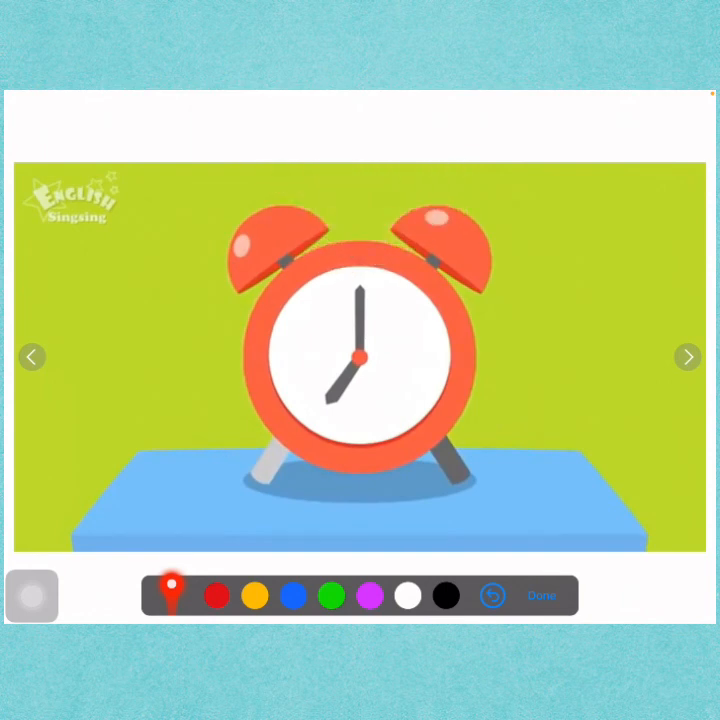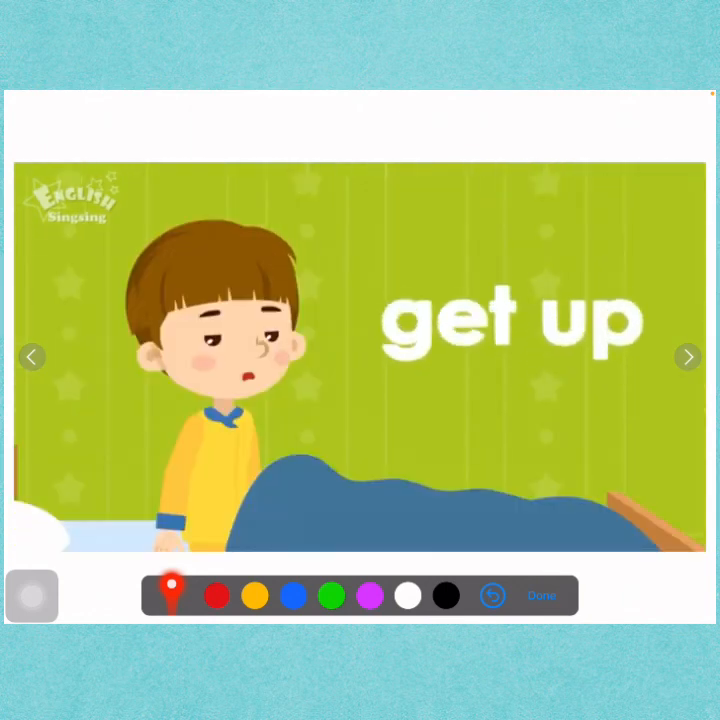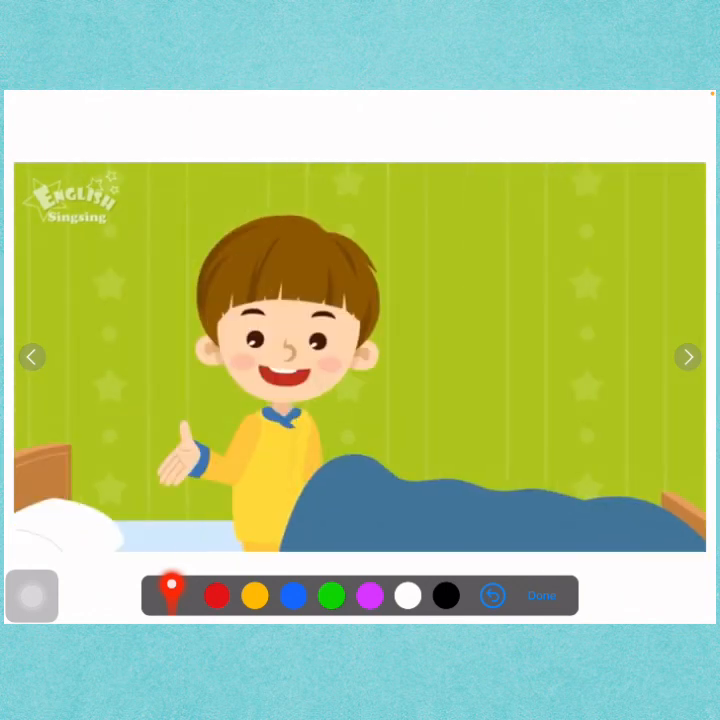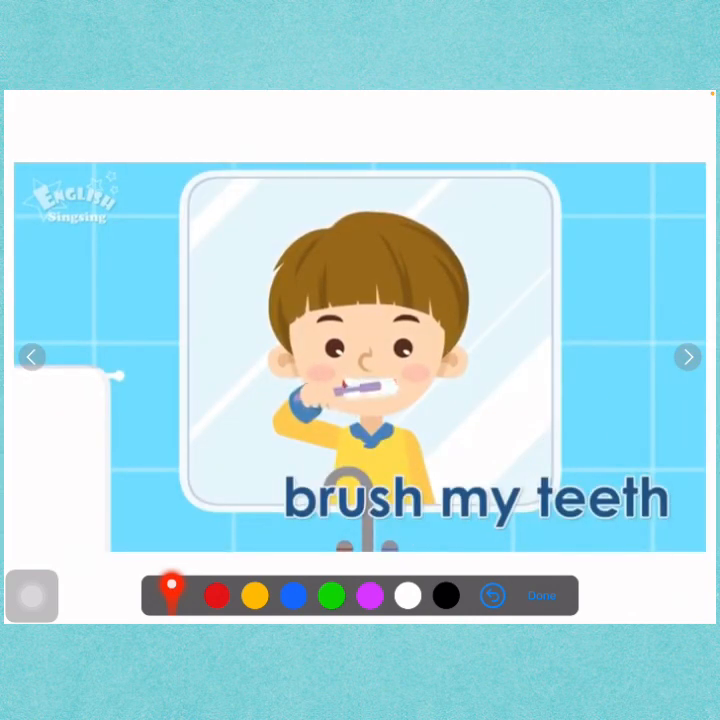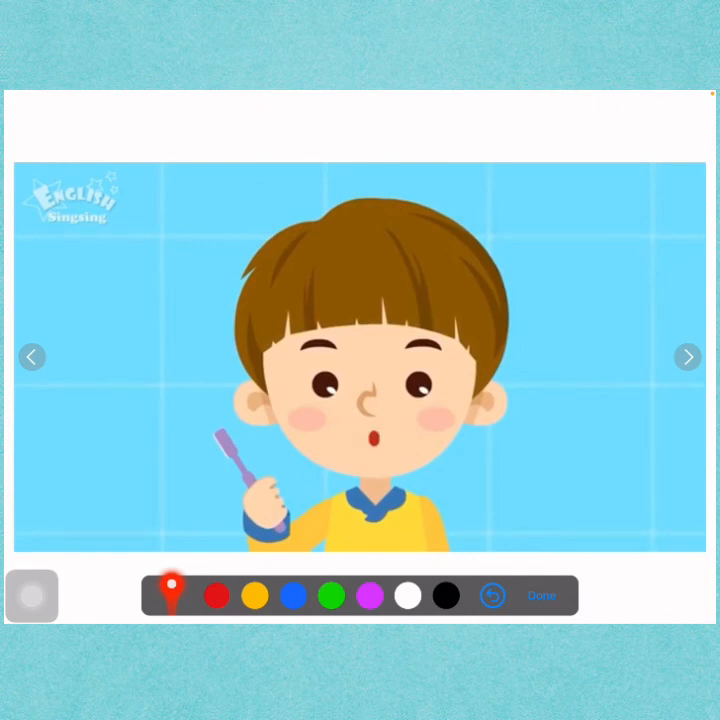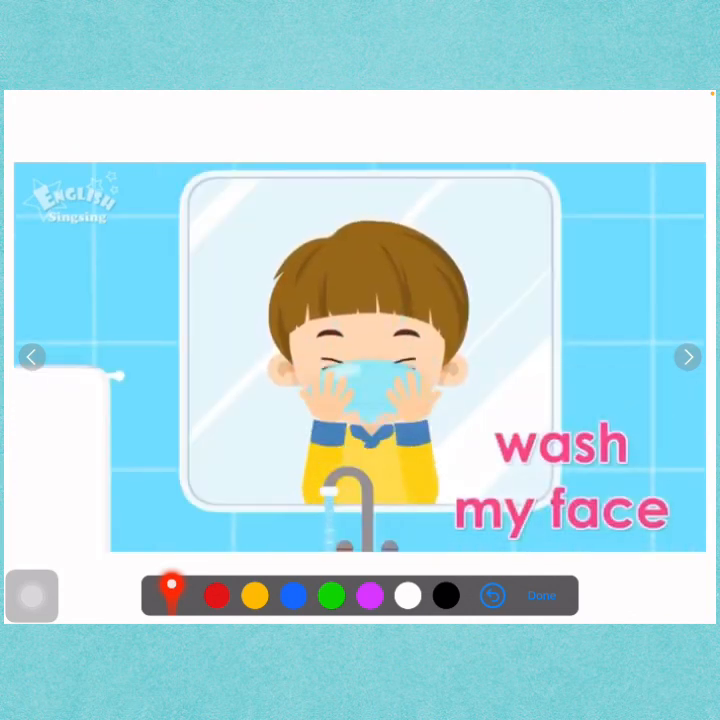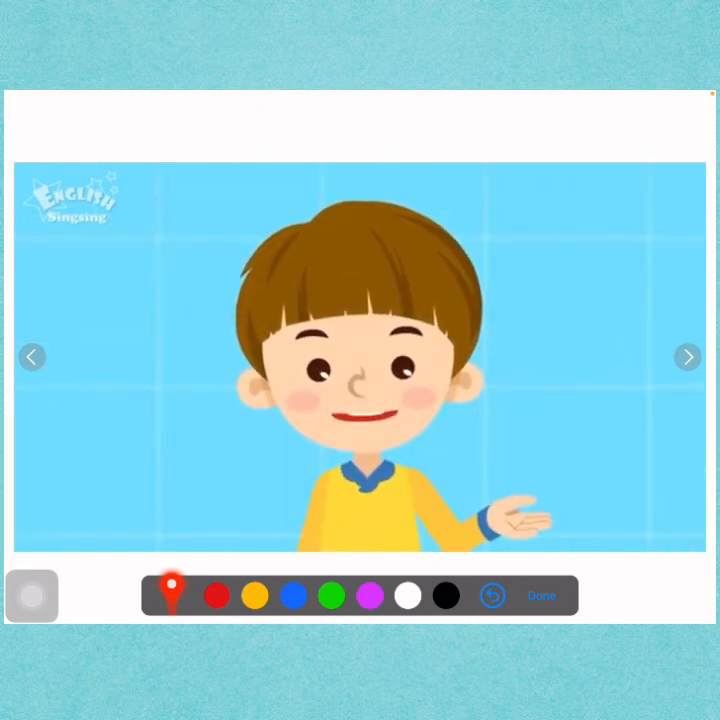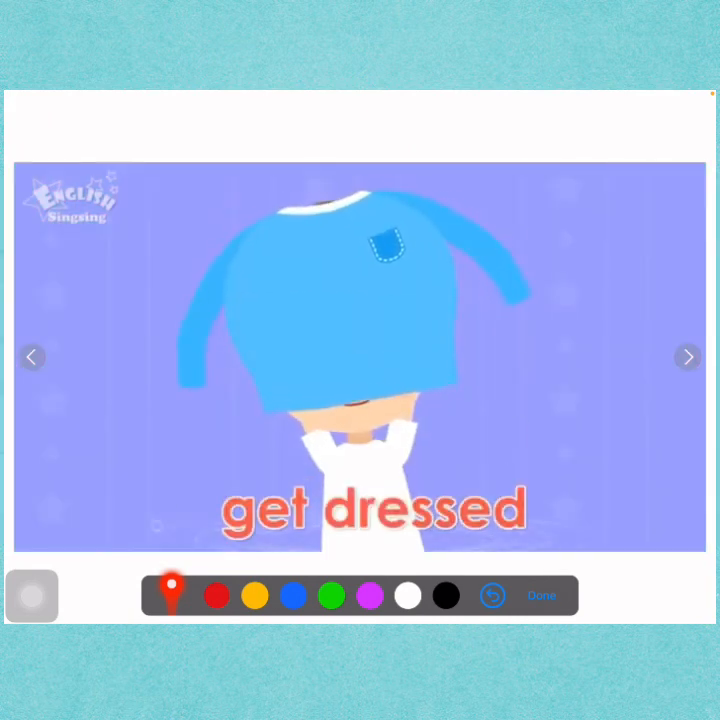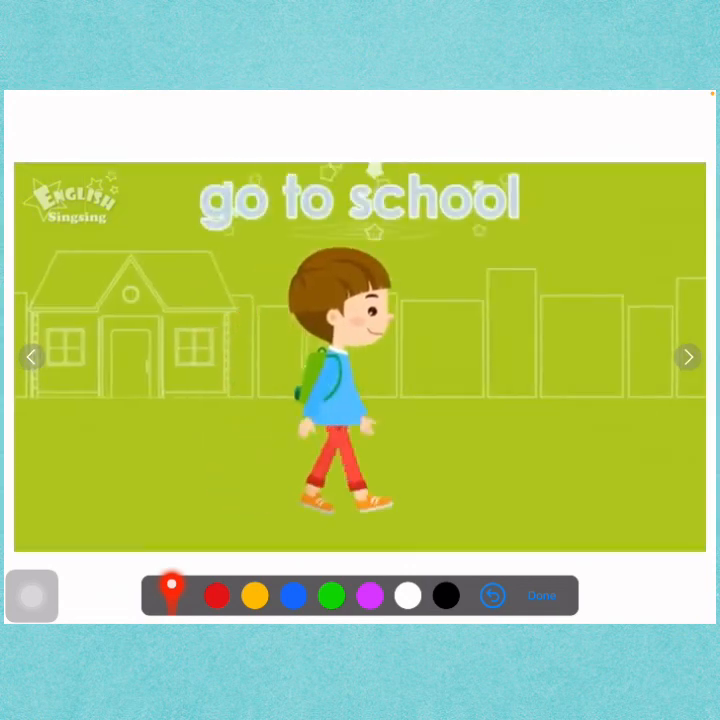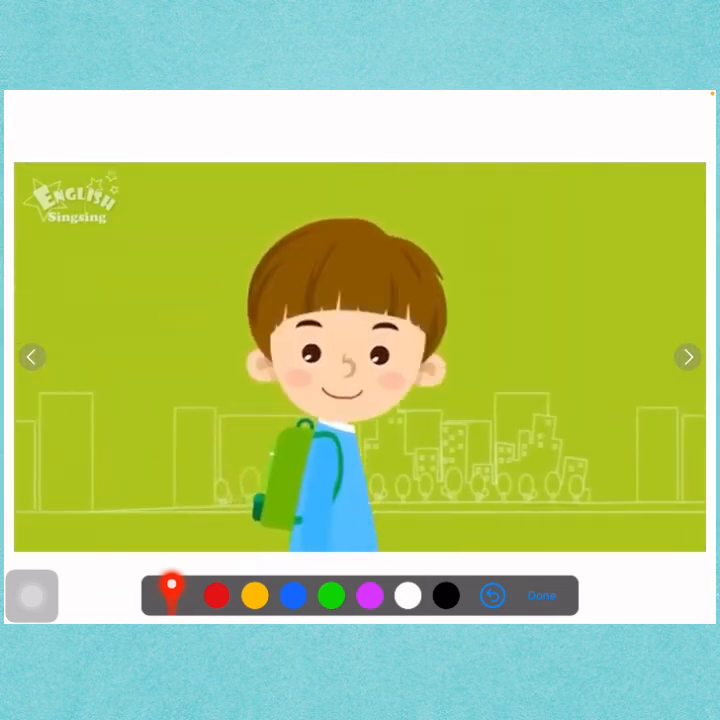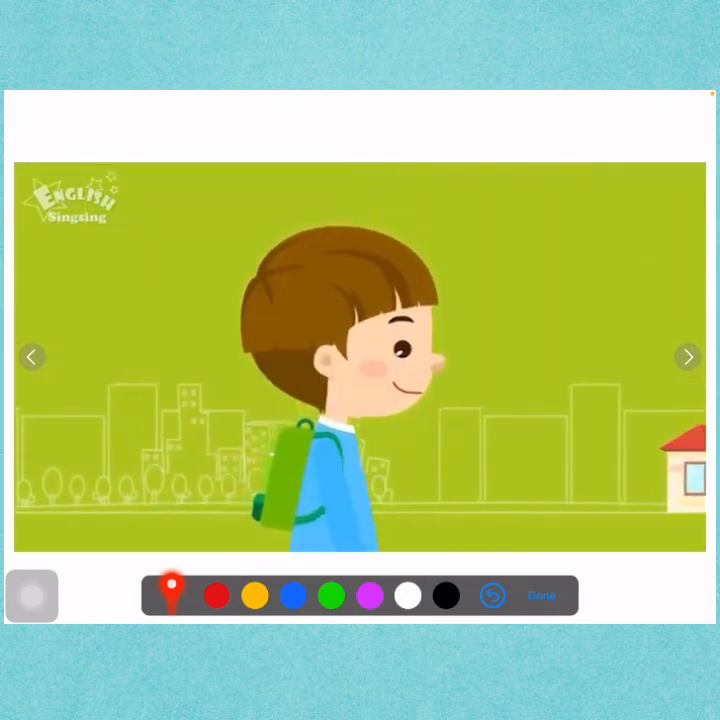My day. Wake up. Get up. I get up at 7. I have breakfast. Brush my teeth. I brush my teeth. Wash my face. I wash my face. Get dressed. I get dressed. Hurry up. Go to school. I go to school.